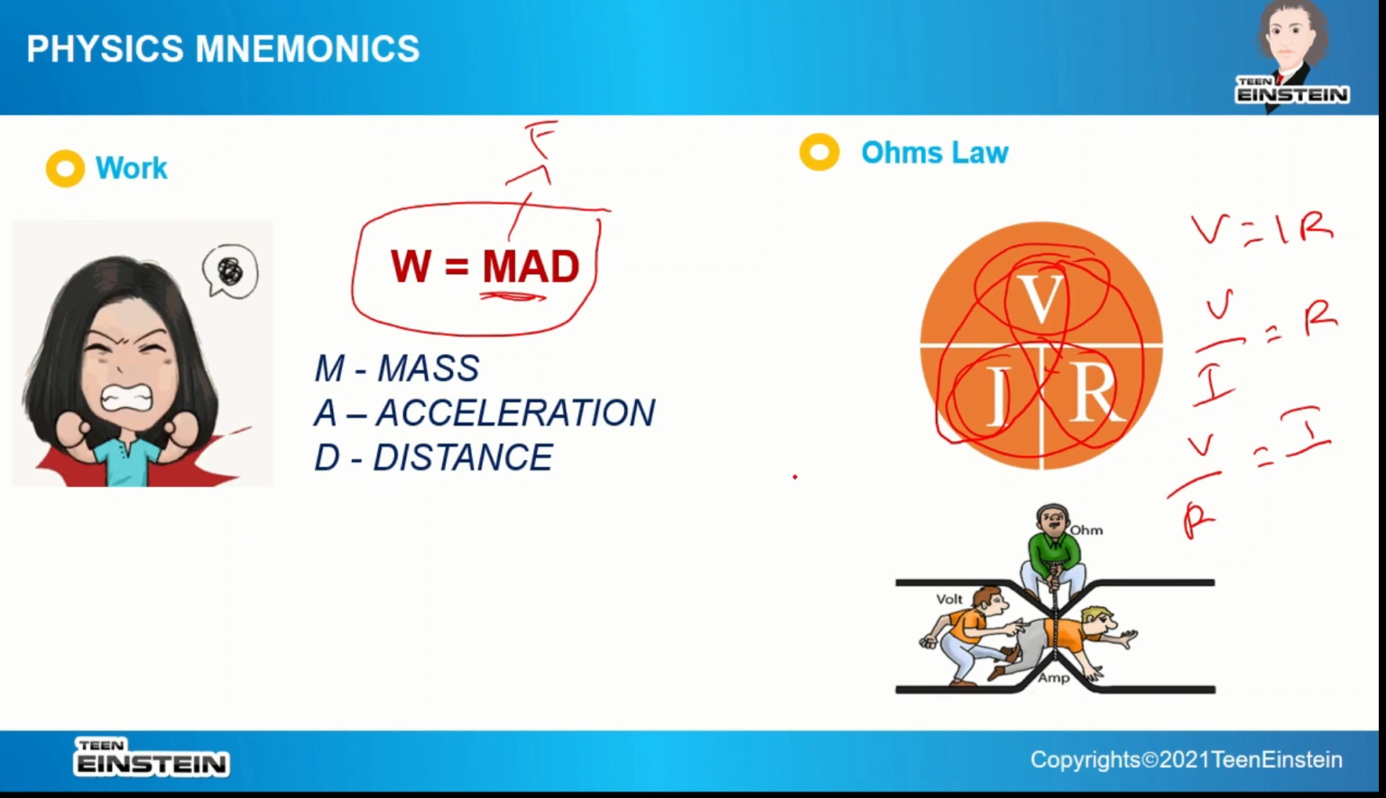It's a very simple diagram. You're going to draw a circle. You're going to put V, I, R like this, or you can think of the rhyme VIR. With that you will be able to remember the formula in an easier way.